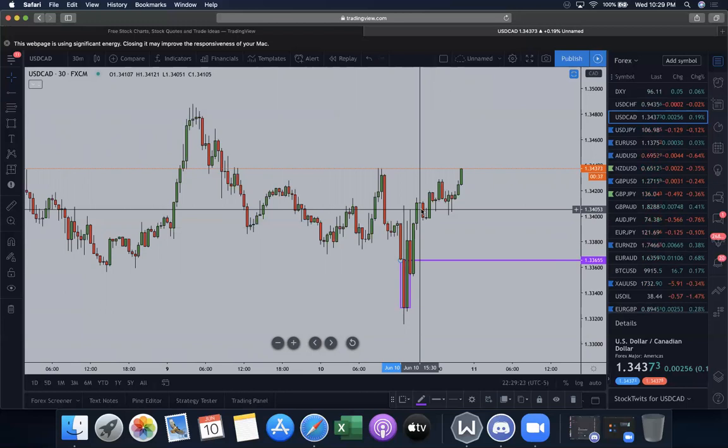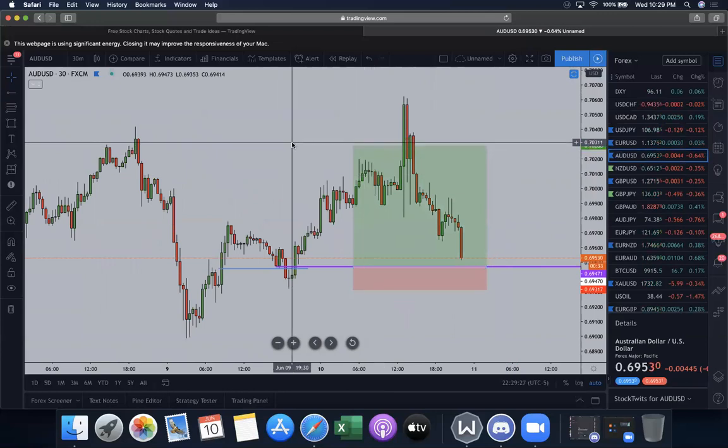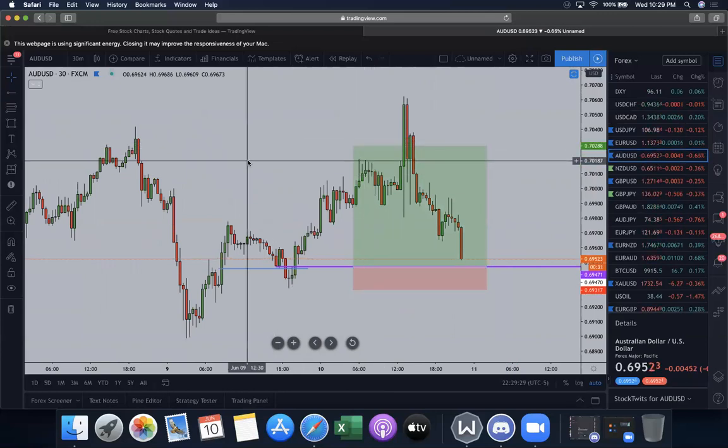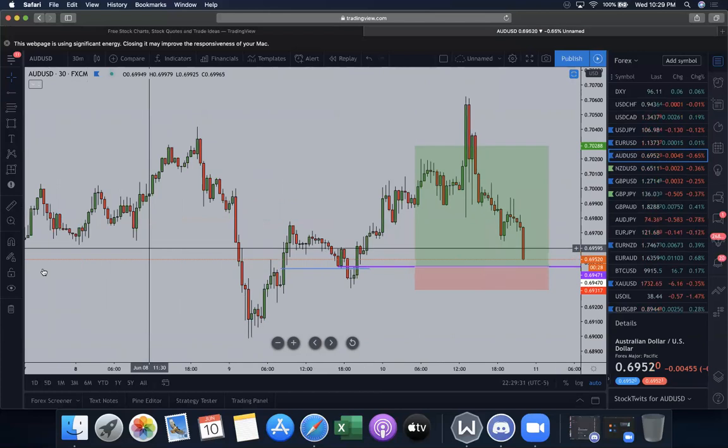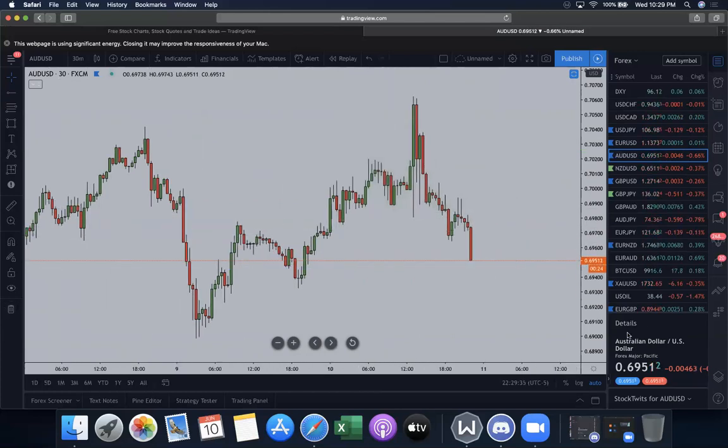Any questions on this? For that particular setup, 50% wouldn't have activated. No, it wouldn't have. It only went to about 20%.